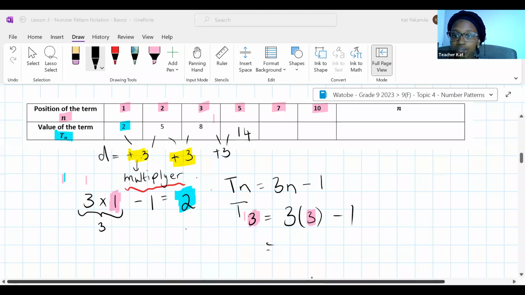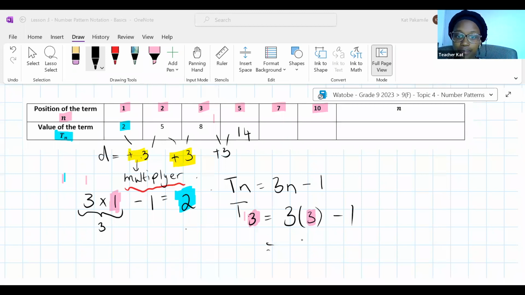How much is 3 times 3 in the chat? Here we go, 9. And then you subtract 1, and we indeed have 8. Do you see that your formula works? Important to check it. Okay, so this will be 9.